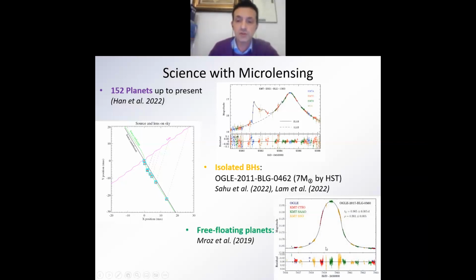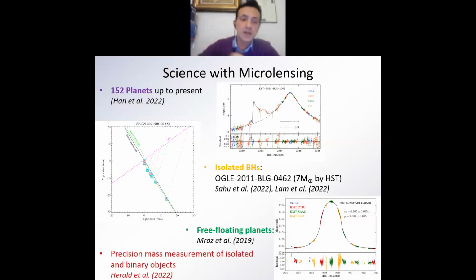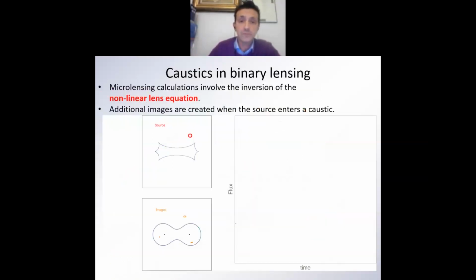If you have a very short event with a finite source effect, then it's likely due to a very small object like a free-floating planet. And there are a number of cases, and Radek has contributed a lot to this topic. In general, with microlensing, you can have precision mass measurements of isolated and binary objects. So it's becoming more and more interesting also for the study of stellar populations and planetary populations, as it will be with Roman.